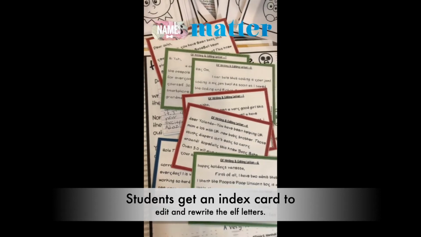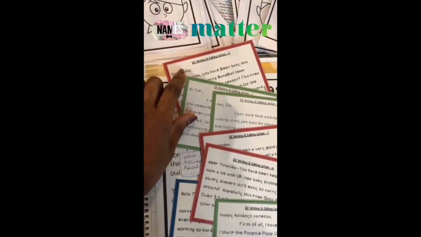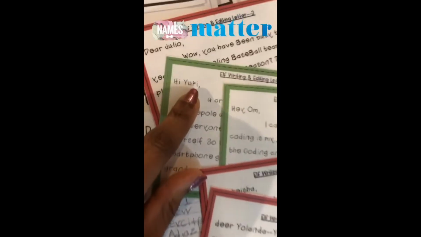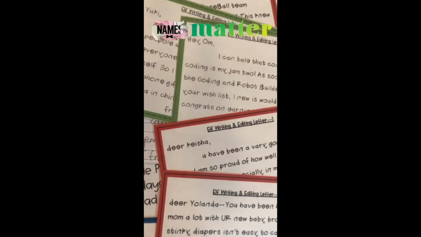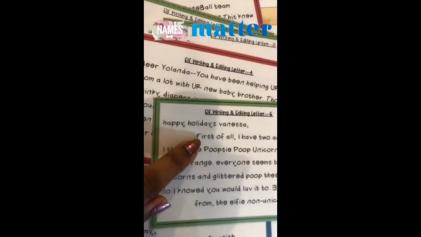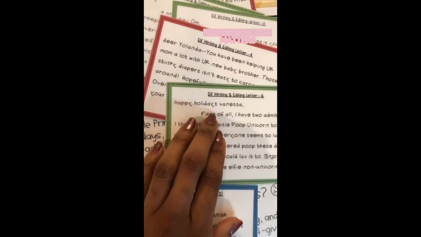One more thing that I wanted to tell you about this, because I said two things. Let me point this out real quick. I got Julio and Yuki and Keisha. I got Yolanda, Vanessa. Hey, Vanessa. Hola, Tammy. Happy holidays. Why am I pointing out these details?